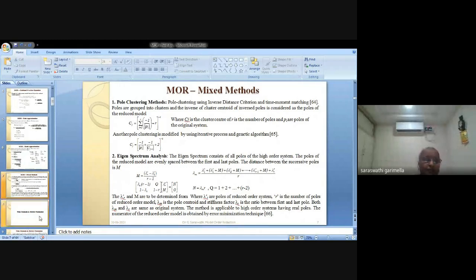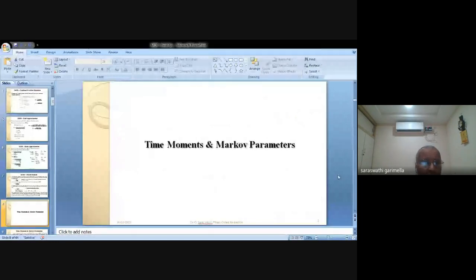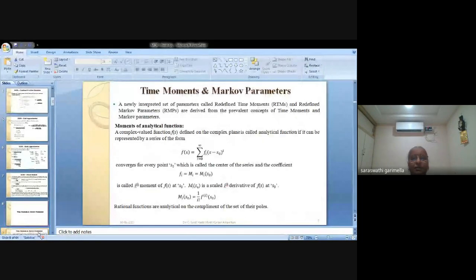So with all these things, I said time moment matching here, in this genetic algorithm and in this error minimization technique, so many methods were taken. I want to tell about what time moments and Markov parameters are. For this I'm just taking an analytical function and what the moments are, because in my case, I redefined time moments and Markov parameters. So first I wanted to give the definition of time moments or Markov parameters.